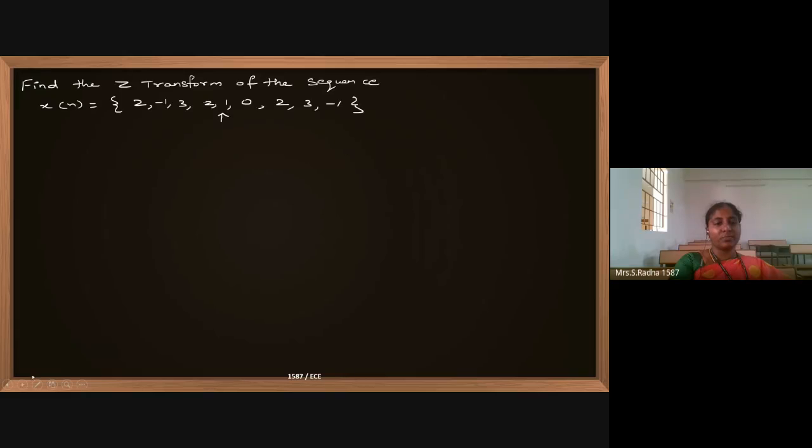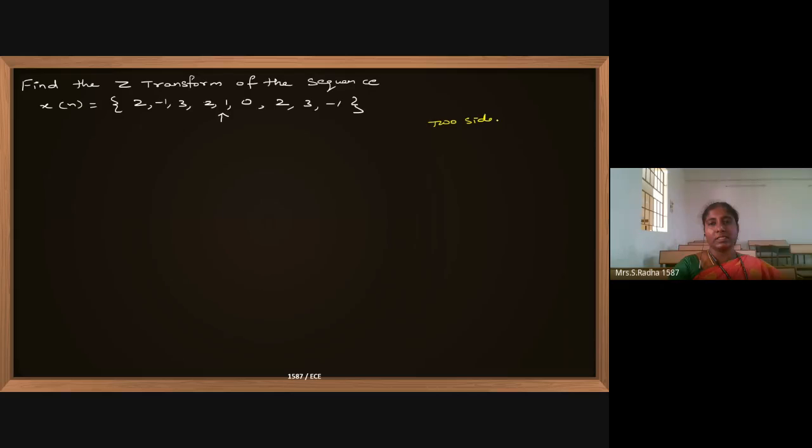at the center. Arrow mark is at the center. How to calculate Z transform for such signals? Now, it has elements both on the right side as well as left side. This is called two-sided sequence. So here the signal is two-sided sequence.